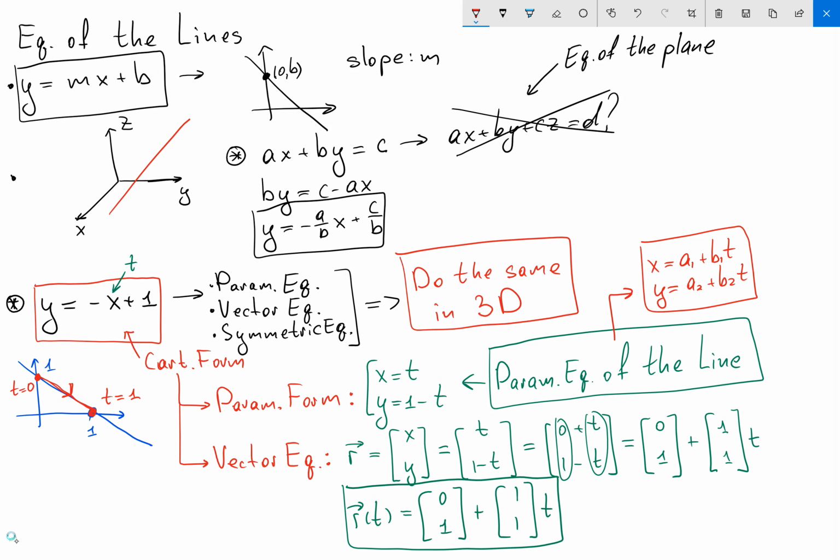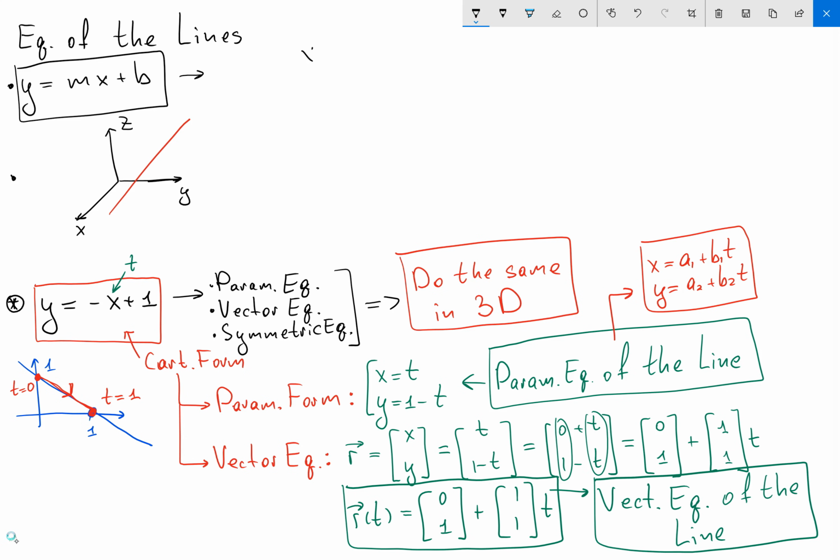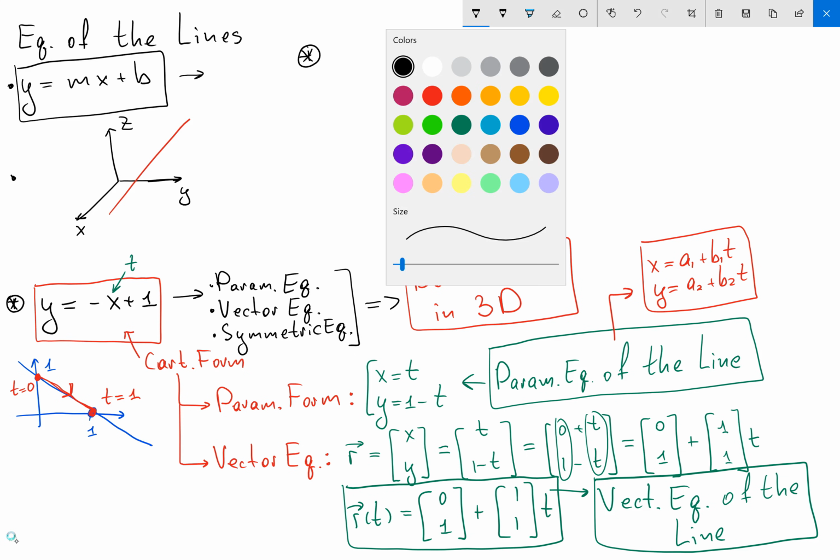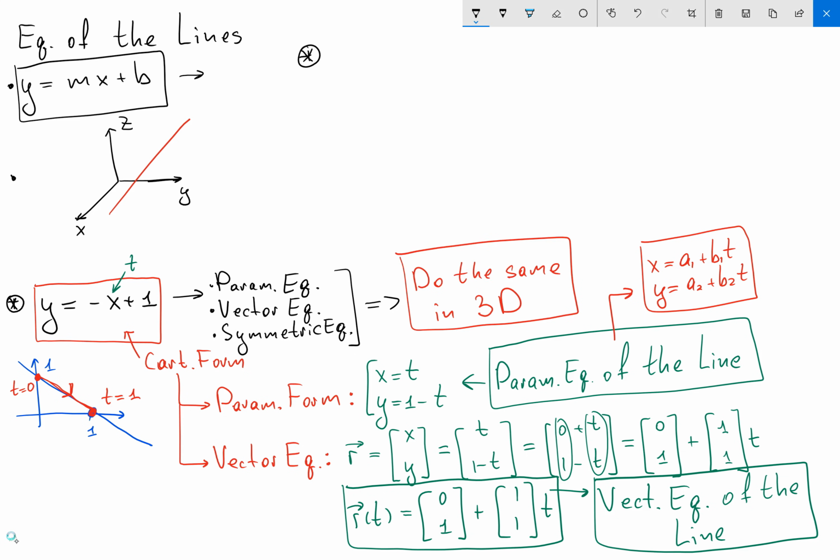And this is exactly the vector equation of the line. So let's discuss what this vector equation means. The best way to understand it is to plug in different values of t and see what we get.